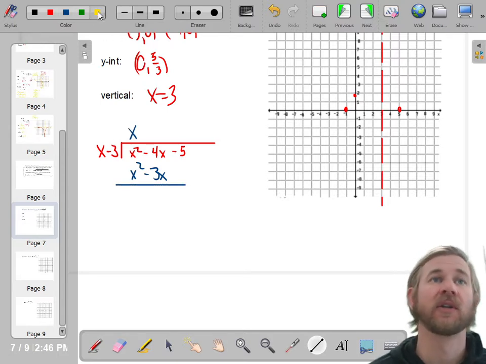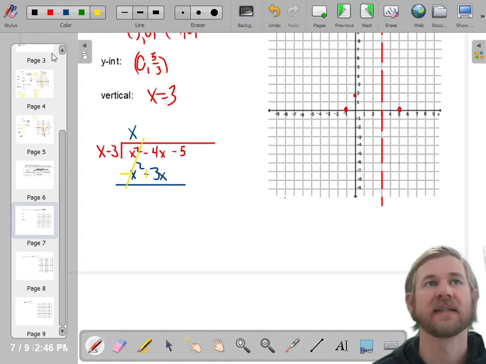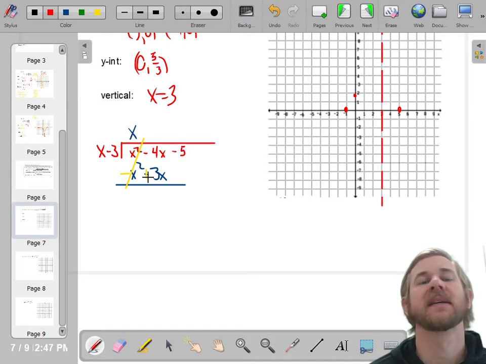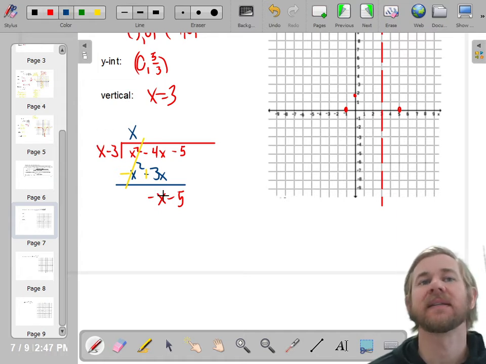And now remember, when you do long division, you're going to subtract. So this becomes minus, that becomes plus, and those will cancel. And we just repeat this process until we have a remainder that is a lower degree than our divisor. So let's see, negative 4 and positive 3 make negative 1x. Now I do it again. So x times what gives you negative x? That would be negative 1.